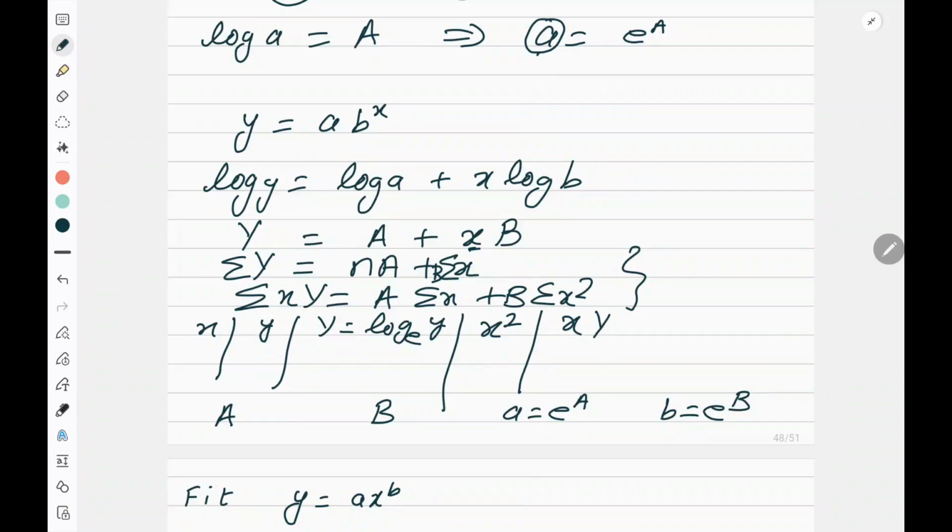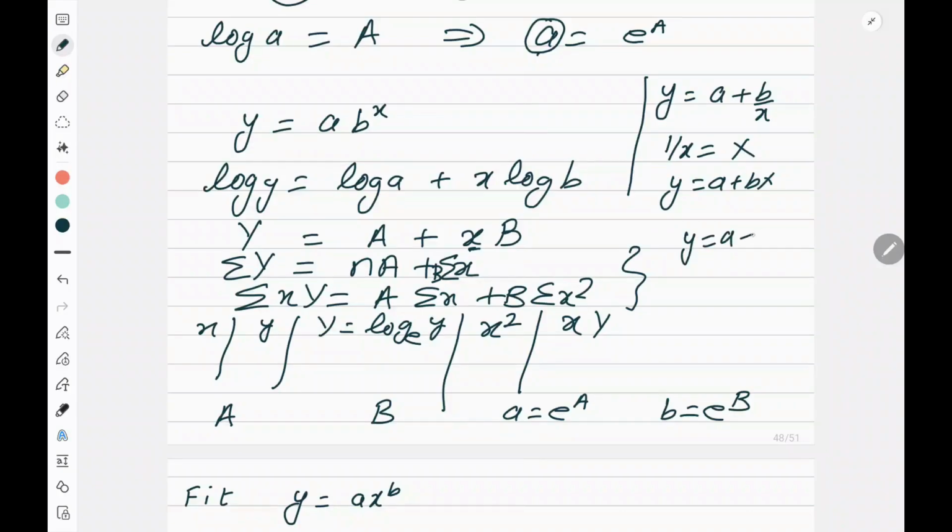Now apart from this we will be discussing a few more curves like y is equal to a plus b by x. In this category, you should put 1 by x is equal to capital X. So this will get converted into a plus bX. Understand? So you can convert it into linear. Same way if I put y is equal to a plus bx square, here also you can put x square is equal to capital X and make it a straight line. So whatever is there, you can always convert it to a straight line.